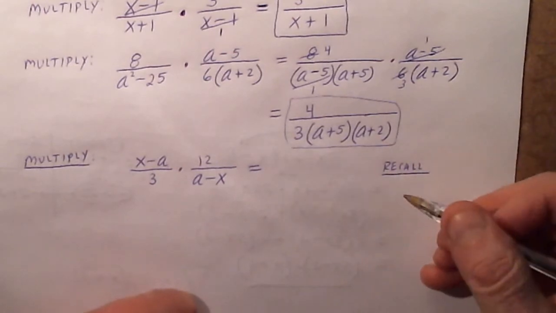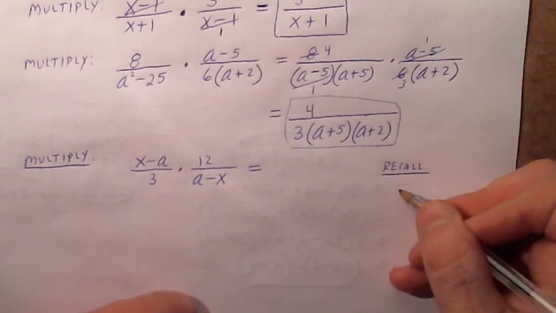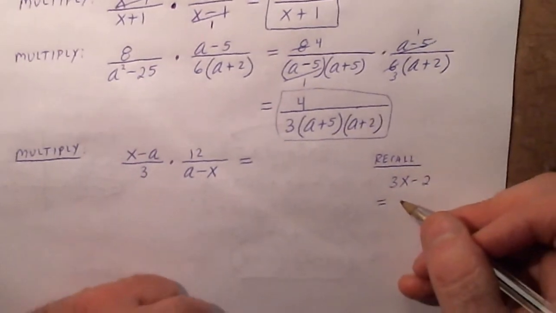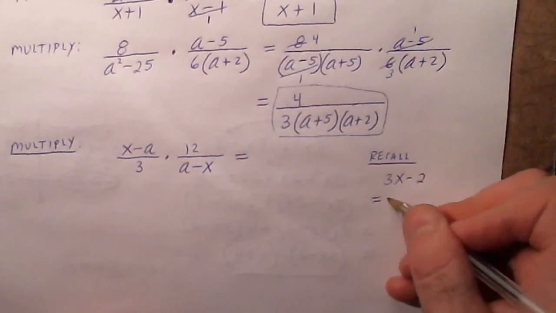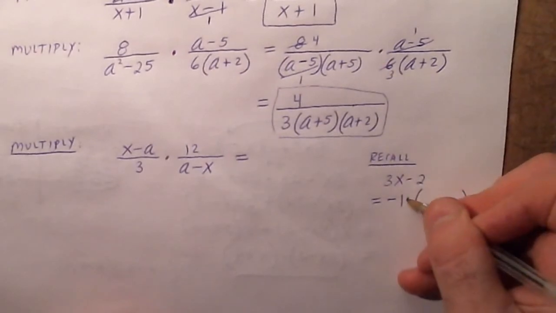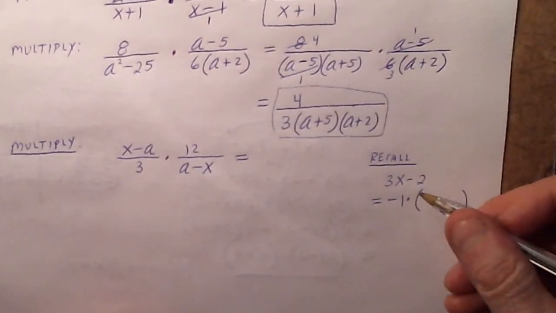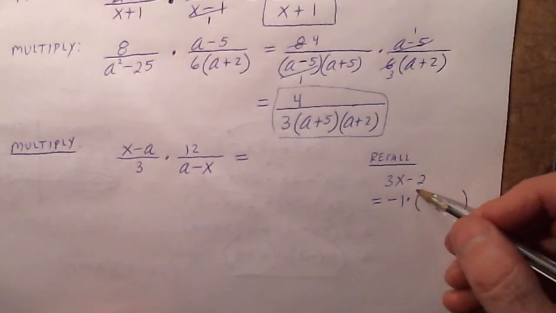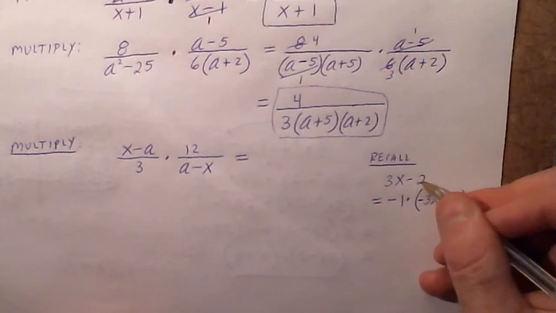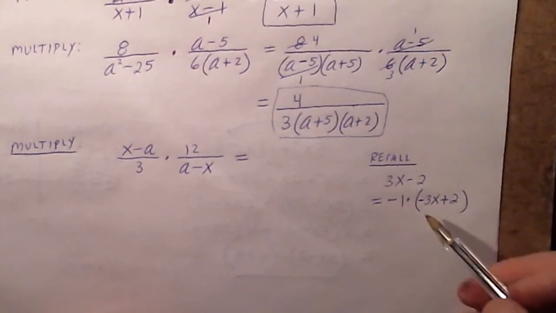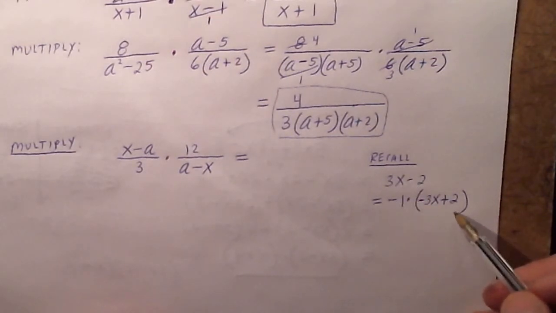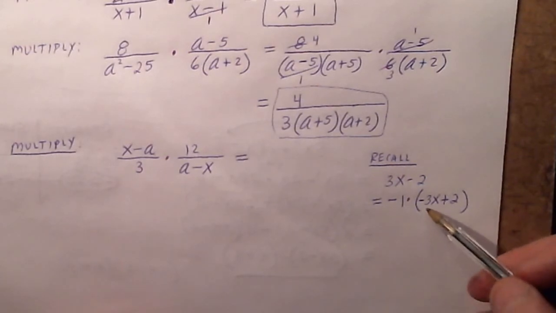out of any polynomial. For instance, say we have the polynomial 3x minus 2. If I factor a negative 1 out of a polynomial, what effect does it have? Well, factoring a negative 1 out of a polynomial basically just toggles the signs of the terms. So a positive 3x becomes a negative 3x, and a minus 2 becomes a plus 2. So when you factor a negative 1 out of a polynomial, the only effect is that it changes the signs of the terms.